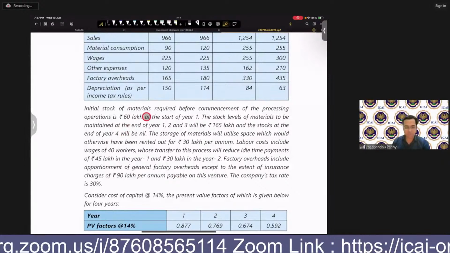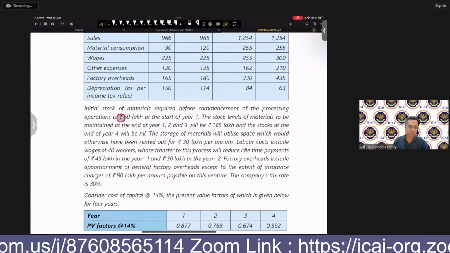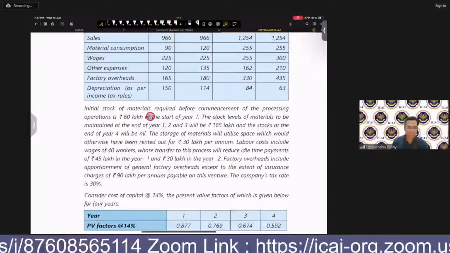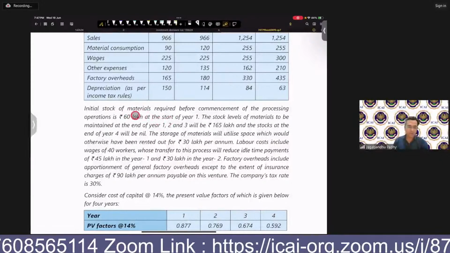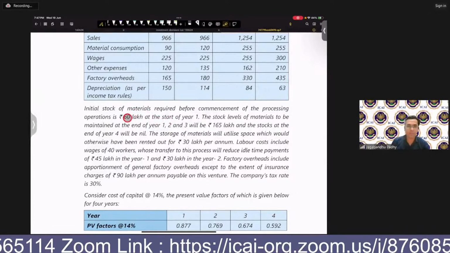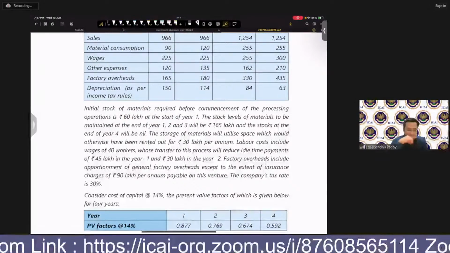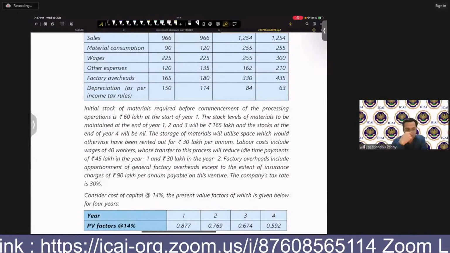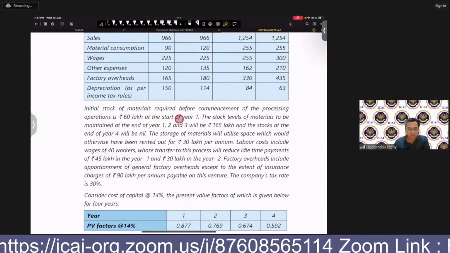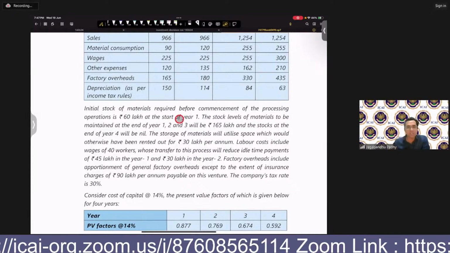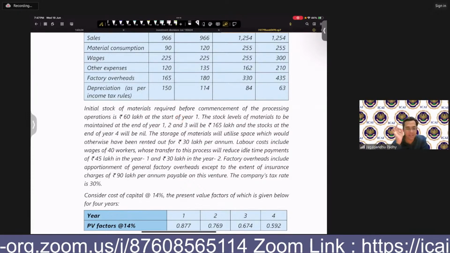Initial stock of material required before commencement of processing operation is 60 lakh at the start of year 1. Can you tell me what this 60 lakh is? This is nothing but working capital that we are investing at the start of year 1, basically year 0. So in year 0, there will be an outflow of 60 lakhs.